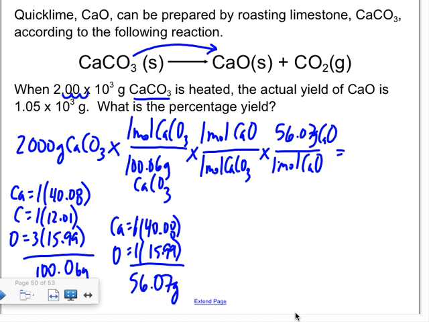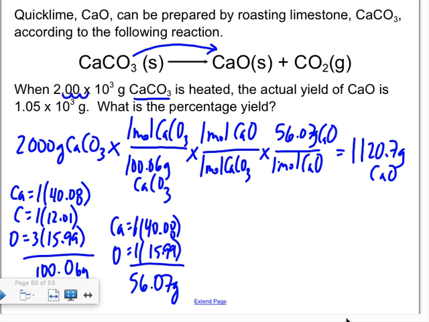2,000 times 1 divided by 100.06 times 1 divided by 1 times 56.07 divided by 1 gives me a pretty big number here: 1,120.7 grams of CaO. Now, what I just calculated was my theoretical. If I ran this experiment flawlessly with no errors whatsoever, then I should get 1,120.7 grams of CaO. But that's not the case because my actual yield was less than that. I only got 1,050 grams of CaO.